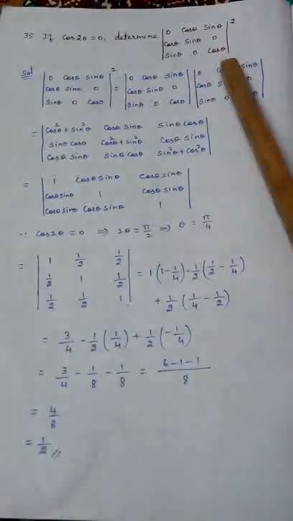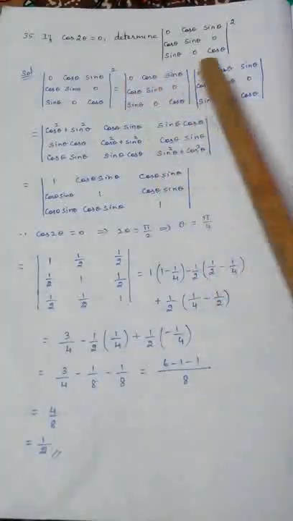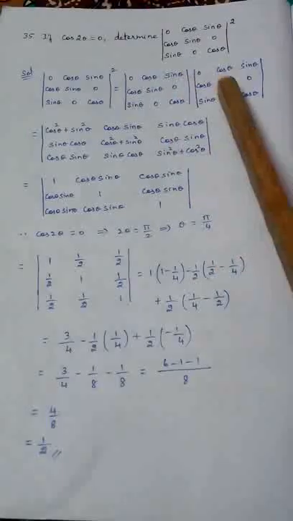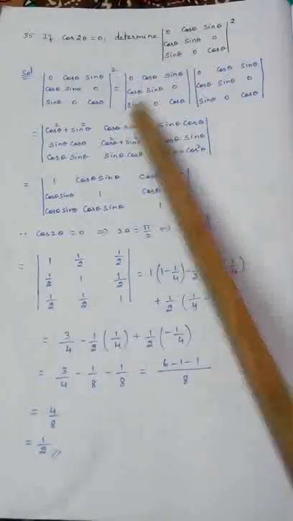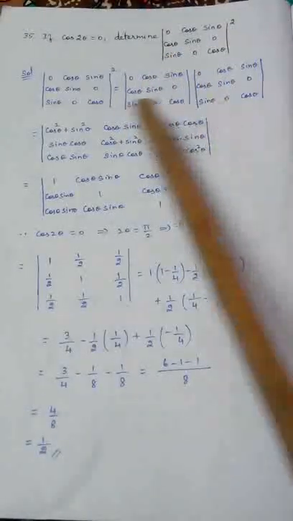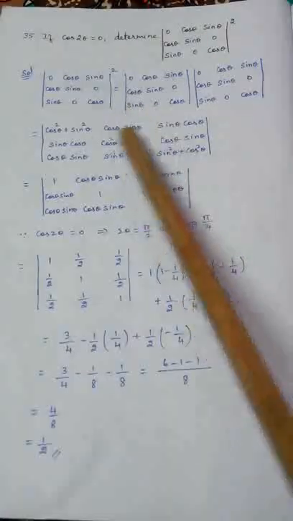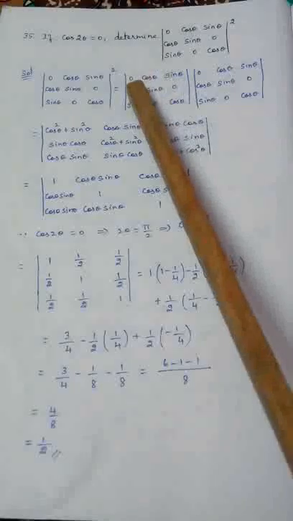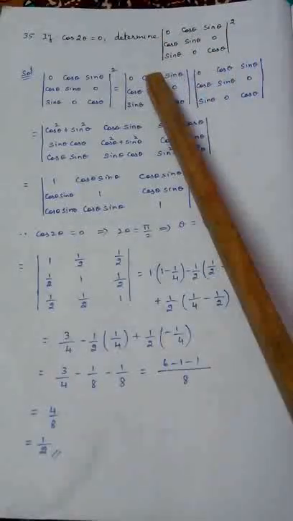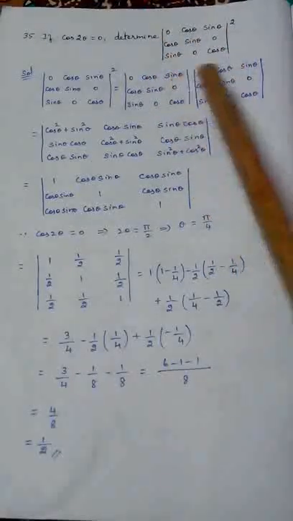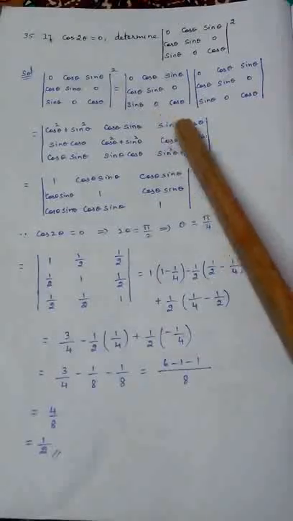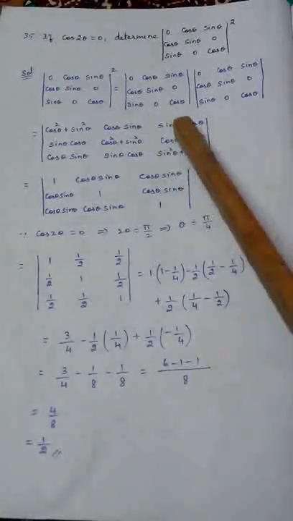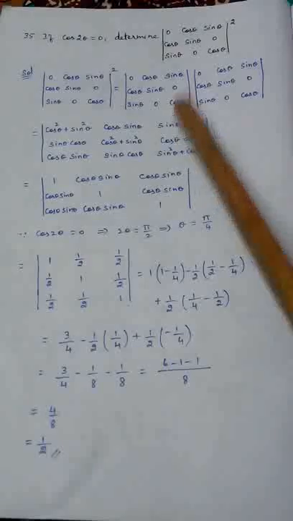Similarly, first row, second column. First term is 0. Second term is cos theta, sin theta. Third term is 0. So only cos theta, sin theta will come. First row, third column. 0 into sin theta 0, cos theta into 0 0, sin theta cos theta alone will come because the other 2 terms become 0. Hope you are listening and understanding.